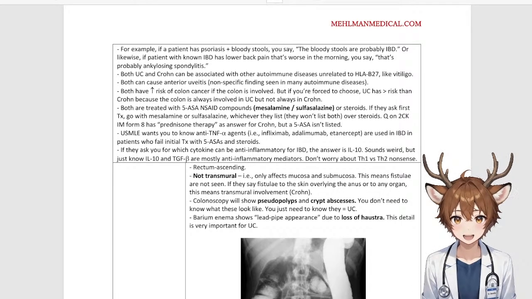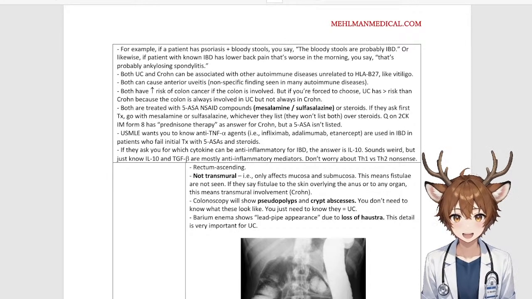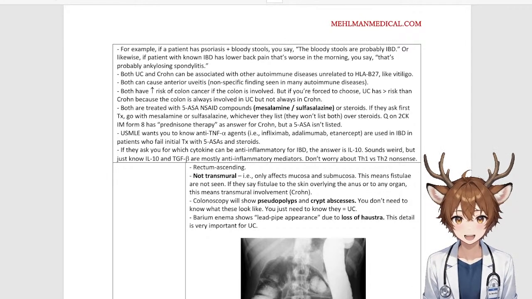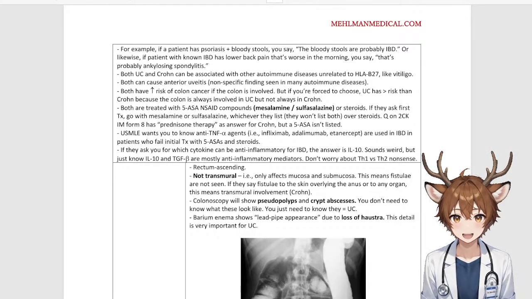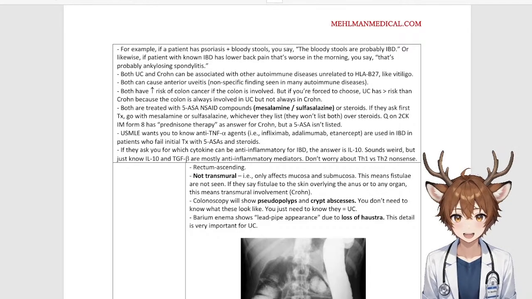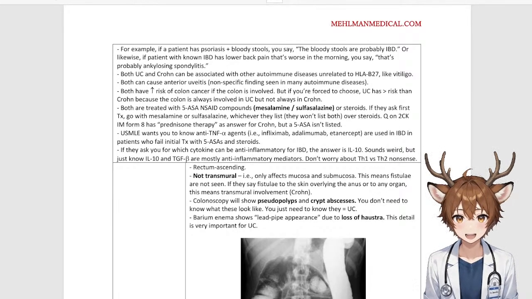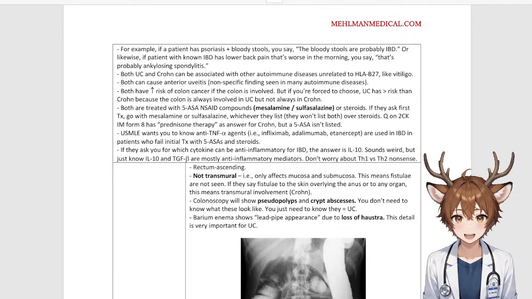USMLE wants you to know that anti-TNF alpha agents like infliximab, adalimumab, and etanercept are used in IBD in patients who fail initial treatment with 5-ASAs and steroids. If they ask which cytokine can be anti-inflammatory for IBD, the answer is IL-10. Sounds weird, but just know that IL-10 and TGF-beta are anti-inflammatory mediators. Don't worry about Th1 versus Th2 stuff.